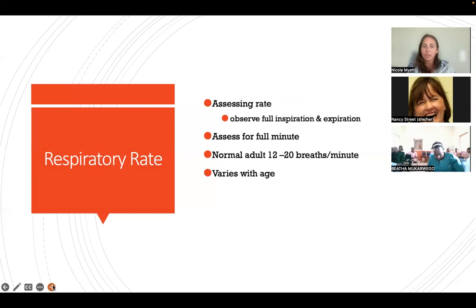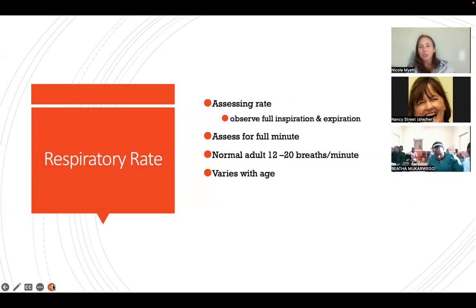So this is assessing a full inspiration and expiration. I think in our practice, people often just throw in the number 18. They barely count the respirations. They're like, no, it's 18. You see 18 an awful lot. But a normal adult breathes between 12 and 20 breaths per minute.